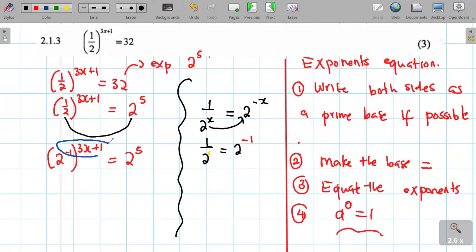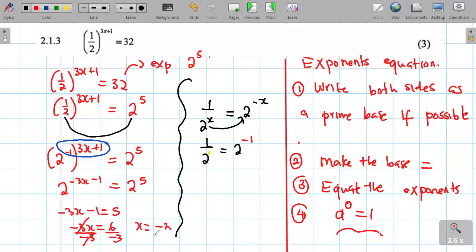Aha, let's check something. Can we please multiply out by this negative and see something? I'm going to have 2 to the power negative 3x minus 1 equals 2 to the power 5. I am now on my law number 3. Equate the exponents. Negative 3x minus 1 equals 5. Can we do maths? Negative 3x equals 5 plus 1. That will give you 6. Divide both sides by negative 3. x equals negative 2.